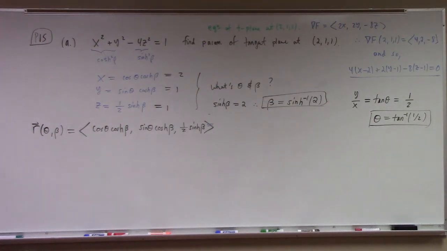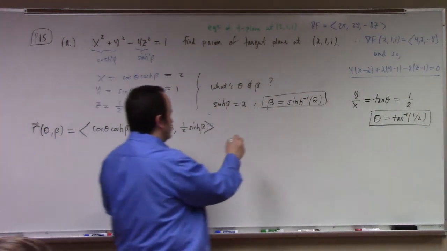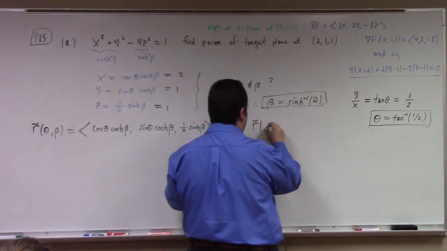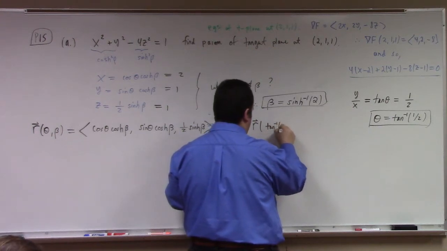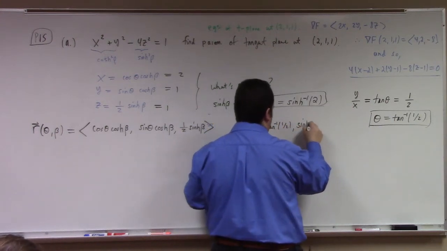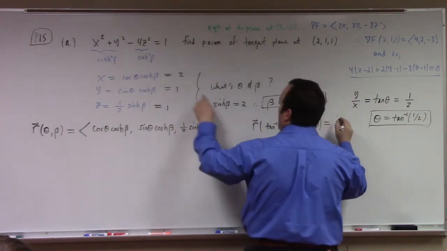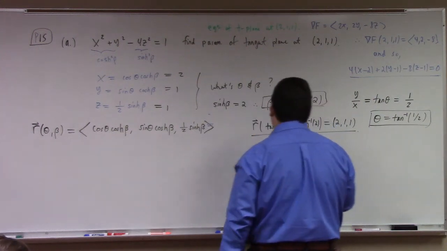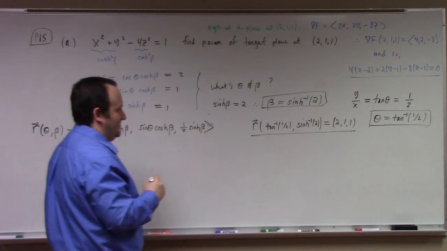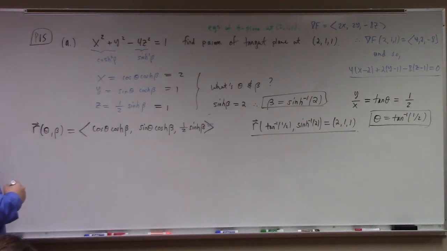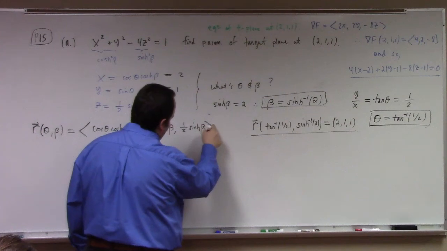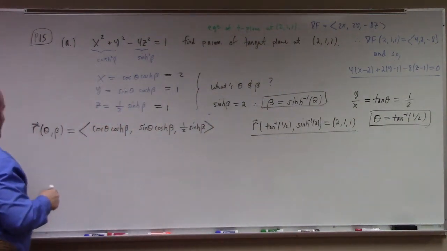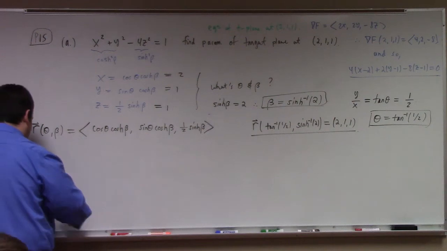So then what? Great. That tells me that my point is r of inverse tangent of 1/2, inverse hyperbolic sine of 2, which is equal to (2, 1, 1). People are like, where's the (2, 1, 1)? You're like, it's inverse tangent of 1/2 at inverse hyperbolic sine 2. That's the way to get in. It sounded cooler in my head. Anyway. You're like, shut up. We have a test tomorrow. I'm in no mood. Fair enough. Fine.